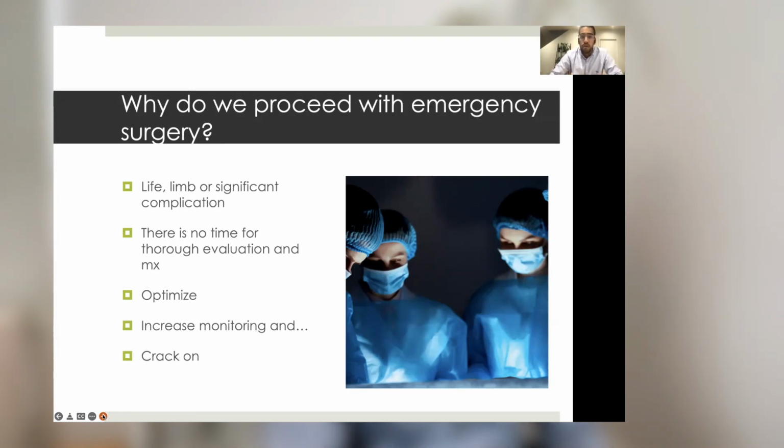You increase your monitoring. This might mean you put in an art line instead of just having an automatic non-invasive blood pressure. This might mean you put in a central line to measure CVP. If you're doing cardiac surgery, it might mean you put in a pulmonary artery catheter. And even things like BIS monitoring, which is a depth of anesthesia monitor, can allow you to reduce the amount of anesthesia used. So all these things are taken into consideration, and then fundamentally you crack on.